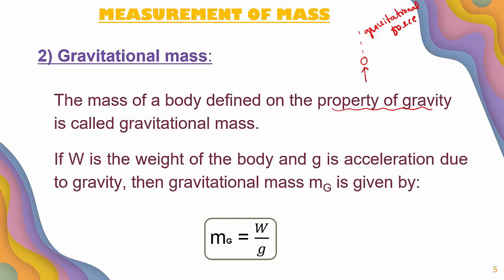Right? So suppose the mass of a body is defined based on the property of gravity, then we can call it gravitational mass. Here you can remember the equation W equal to m into g. You can remember this equation whenever you talk about gravitational mass. Here what is W? W indicates weight, m indicates mass, g indicates acceleration due to gravity.